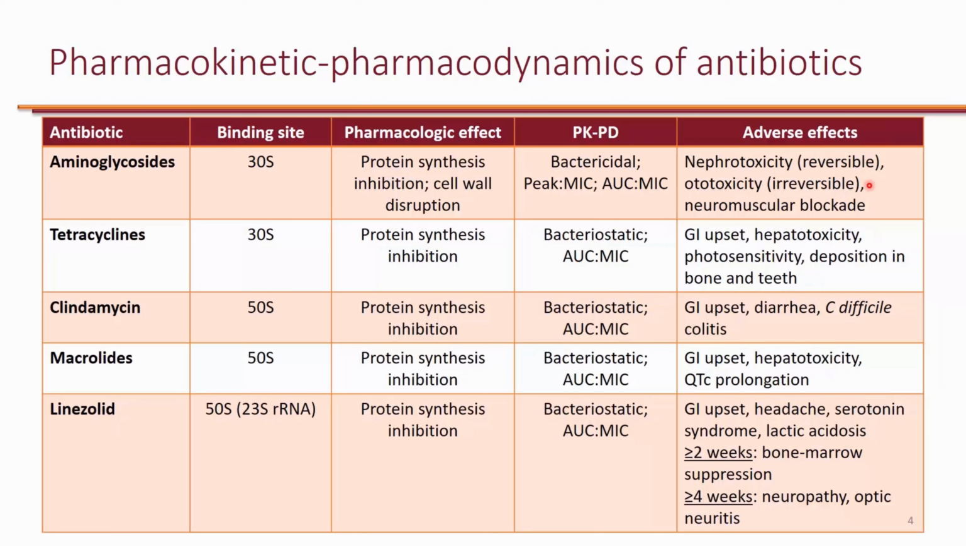Aminoglycosides, for example, can cause nephrotoxicity, which is typically reversible. They can also cause ototoxicity, which is usually irreversible. And they can also rarely cause neuromuscular blockade. Keep in mind that aminoglycosides are not orally available, whereas the rest of these antibiotics listed in this table are orally available. These oral agents can cause gastrointestinal upset. They are also available as IV formulation.